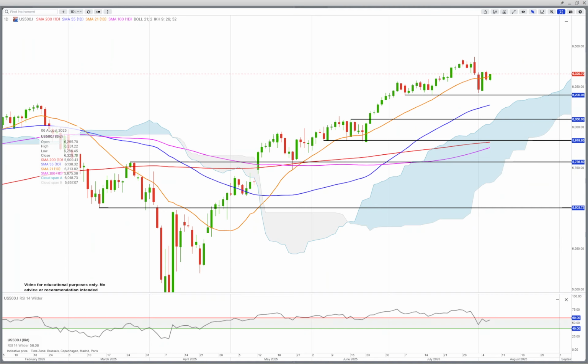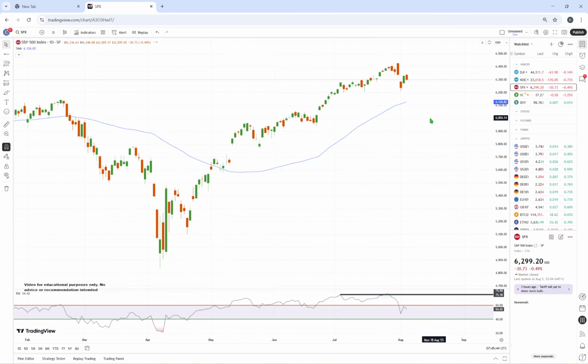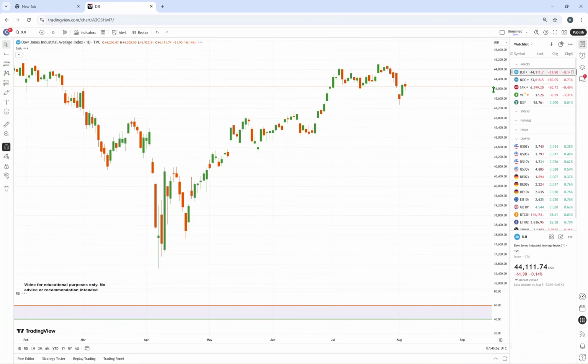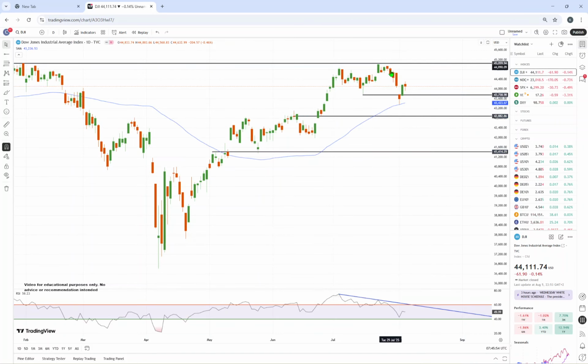The US 500 pre-market is also bouncing, but in normal market time, it actually was also lower, about 0.5%. 6,200 is still key support. On the Dow Jones, it is actually in a bearish trend with this lower low here than over here. We also have negative sentiment, sorry, divergence on the RSI, but it is still holding on above the 40 threshold.